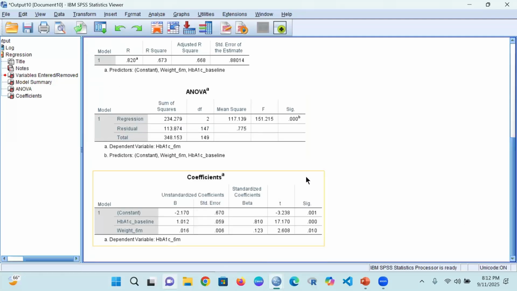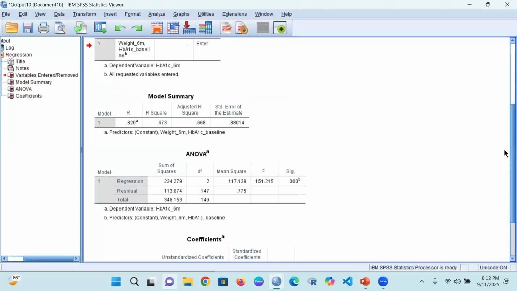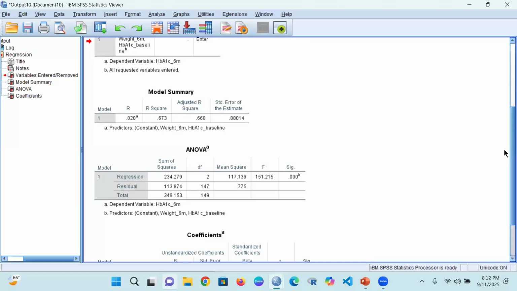And these are the coefficients for the variables that we entered. So let's say, for example, multiple regression here, the overall model. So this one now is the F statistic, that is 151.215, and the significance is less than 0.001.